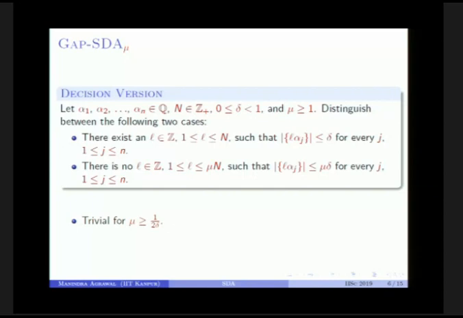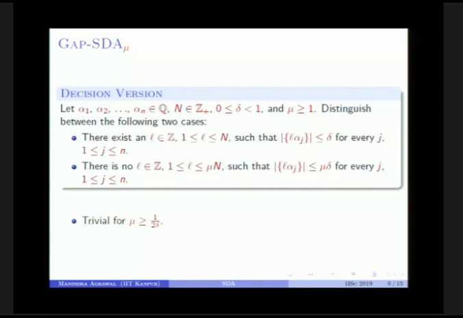It's NP-complete. It's a decision version. So if the decision version is NP-complete, the search version obviously is at least NP-hard. Now that problem is not easy to solve. So let's relax that problem a bit and see if we can solve it. What I'm going to define is GapSTA, which is a slightly more relaxed version of the simultaneous Diophantine approximation problem. And it has a governing parameter mu.